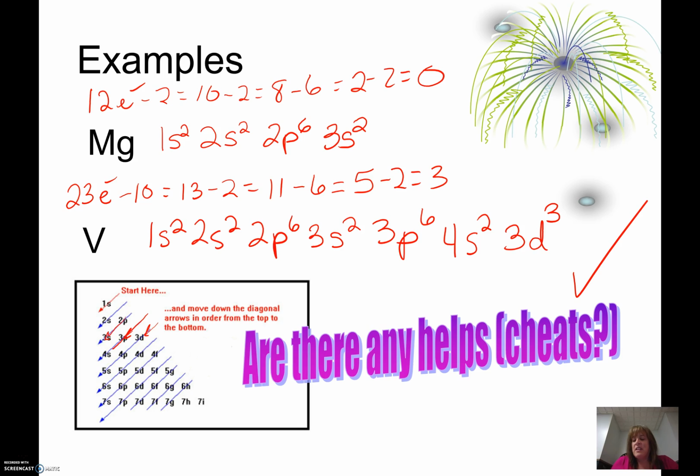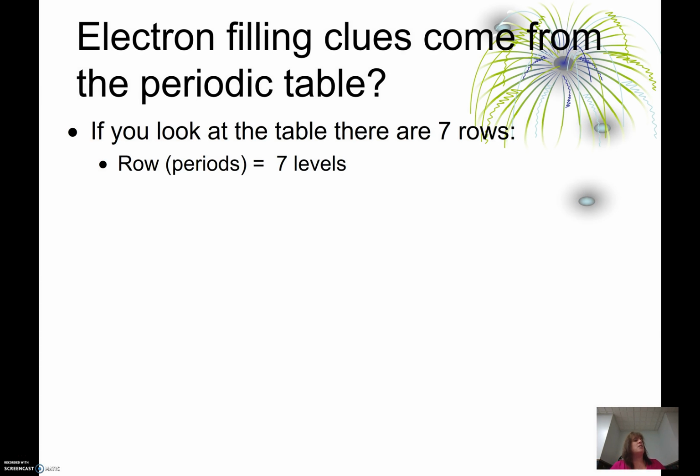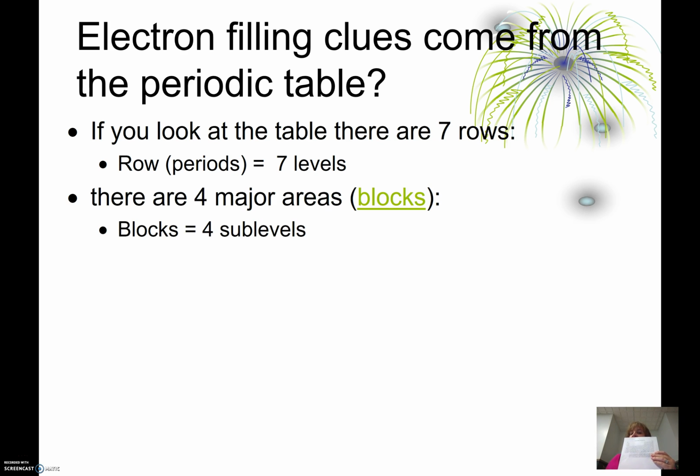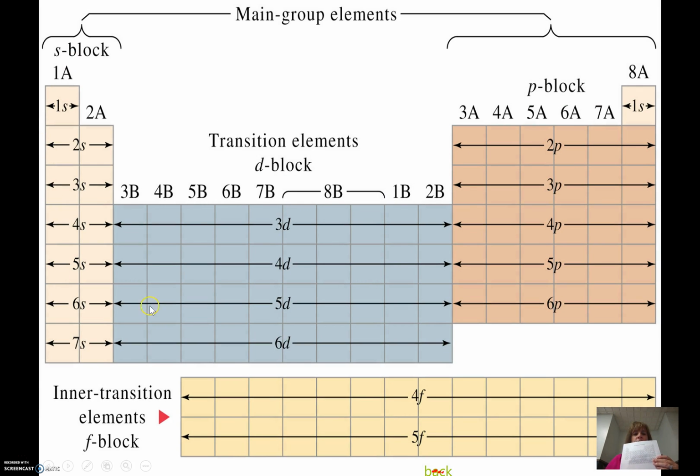Well, there's another method that uses the periodic table. So if we take a look at your periodic table, notice that your periodic table has 7 rows. And there are, in this periodic table, what we call 4 major blocks. So if we take a look at those blocks, the first 2 here, these stick out. This is the S block. This block here we call the P block. This here, the transition elements, this is the D block. And down here, this is the F block.